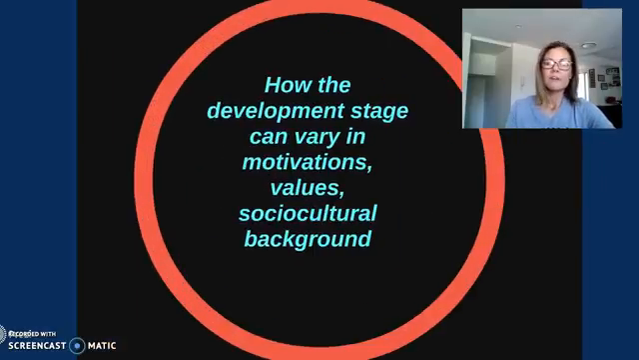We look now at how the developmental stage can vary in terms of their motivations, values, sociocultural background, etc. It's important to note that while we group young people together as a category, there are vast differences within this group. So firstly, we've got the rate of physical development. How quickly people are growing physically, but also emotionally as well. And you'll notice that yourselves when you compare yourselves to others within your peer group. There's very different rates of growth and development that are happening.